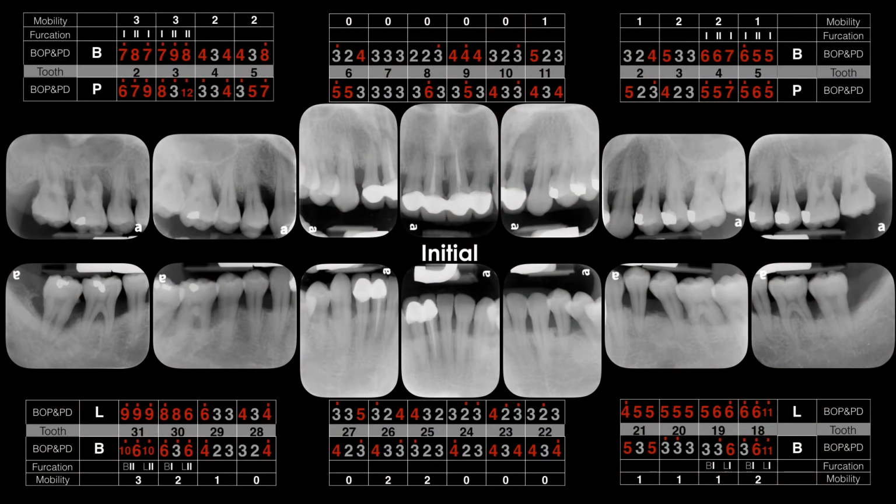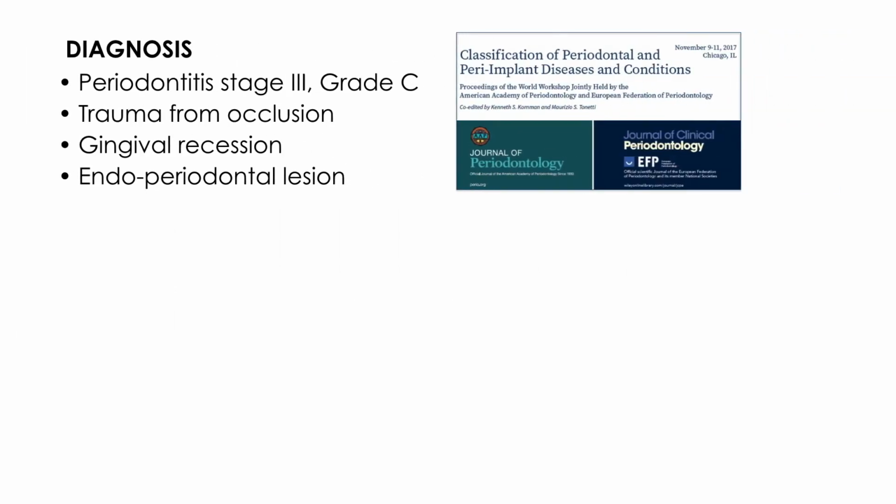Upon initial examination, we can see generalized deep pockets with bleeding on probing and generalized mobility. Horizontal bone loss across the entire dentition around 40 to 60%. Furcation invasion on all molars and localized extensive angular bony destruction were also noticed. Considering the severity and rapid progression, the diagnosis is periodontitis stage 3, grade C.